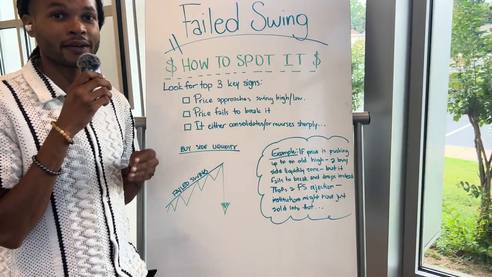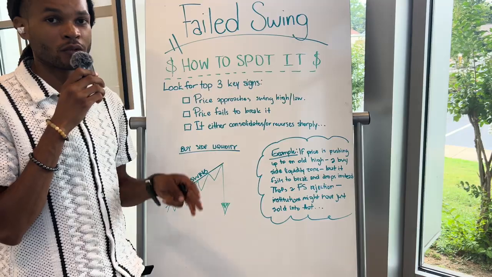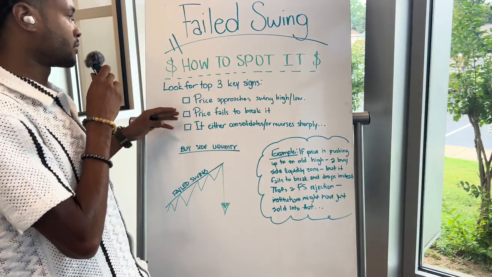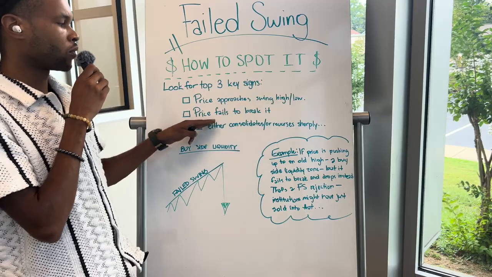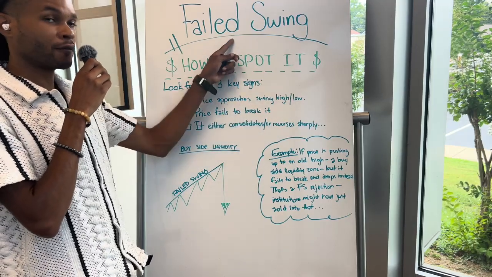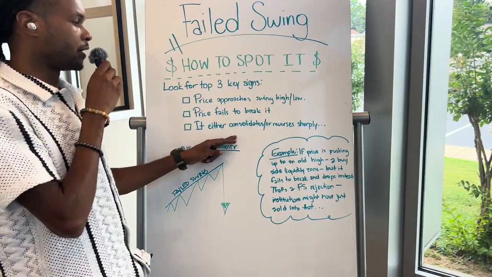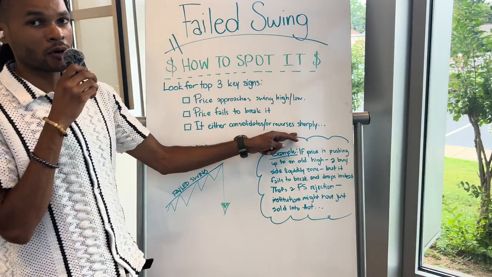Now the fun part. Here's how to spot it. We want to look for 3 key signs. Price approaching a swing high or swing low. Price fails to break the failed swing, and it either is consolidating or reverses sharply.